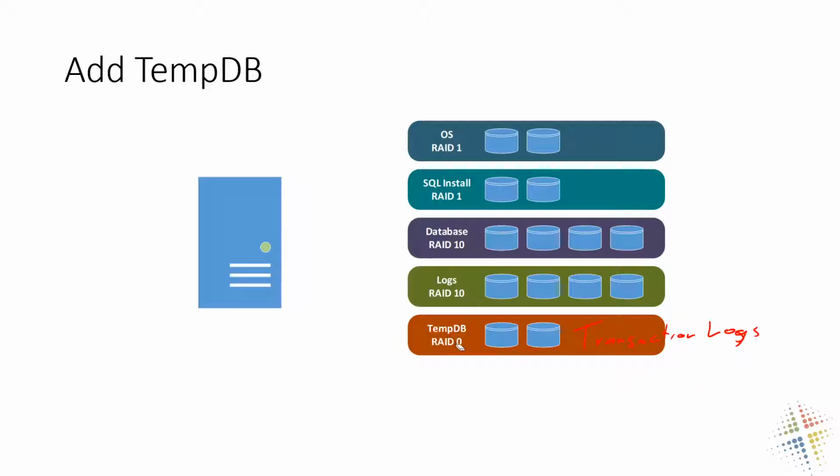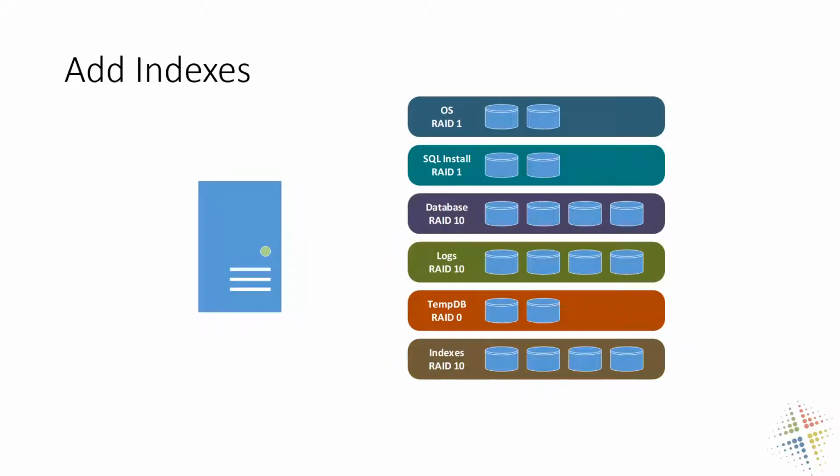Alright, so you're running along and you're still looking at your system and things are still running slow. You're looking at your database, you're looking at your logs, you're looking at your temp DB, and you realize that you are using a lot of your indexes. So you come back again and you add in more drives, this time for your indexes. Again, another RAID 10 for all of your indexes, so that when I'm searching for things through the database or adding things into the log files, those will query and add into the indexes so that the searches and updates work faster and my database runs even better.